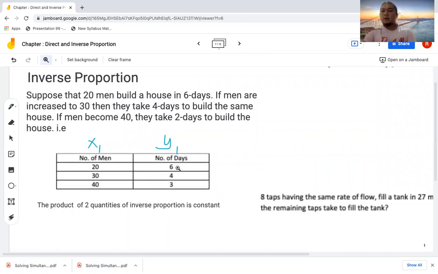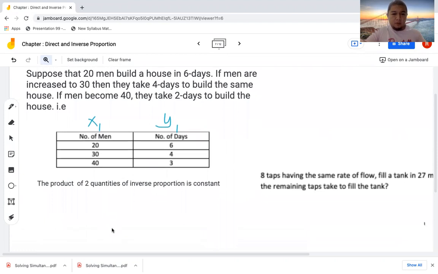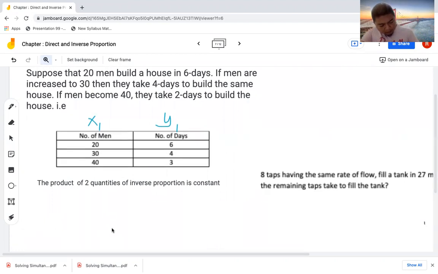Now, what are the things that we need to learn here for us to be able to answer word problems in terms of inverse proportion? Here, it says that the product of two quantities in inverse proportion is constant. What we need to understand is that if you take the product of these particular values, the answer will automatically be 120.